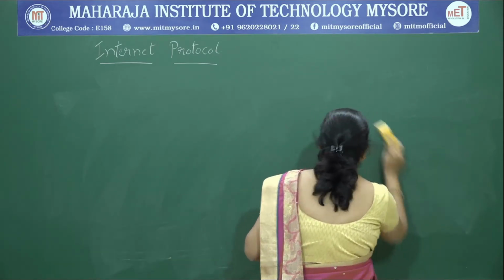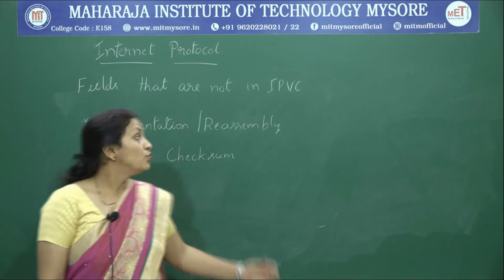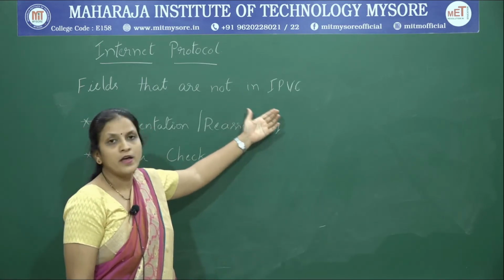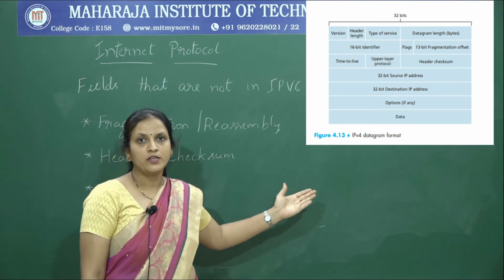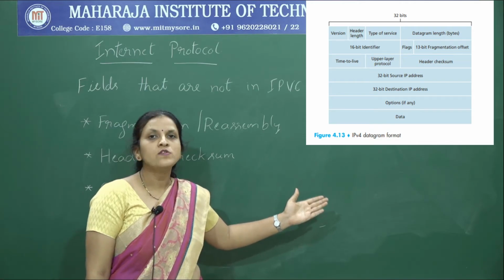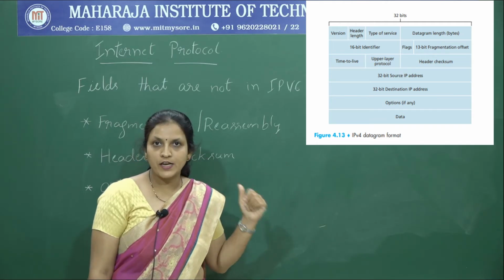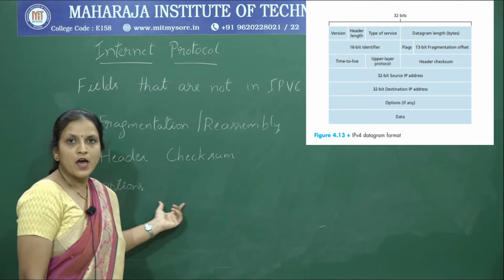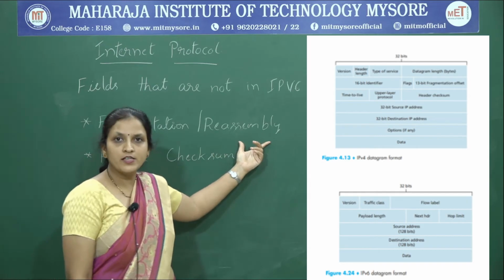Now, we will look into the fields that are removed from IPv4 and are not in IPv6. Looking at the diagram being displayed here, this is the diagram of the IPv4 datagram, in which we have several fields. When we compare this with the diagram of the IPv6 datagram, we can clearly notice that these three fields were removed from the IPv4 datagram. The very first is the fragmentation or reassembly field.